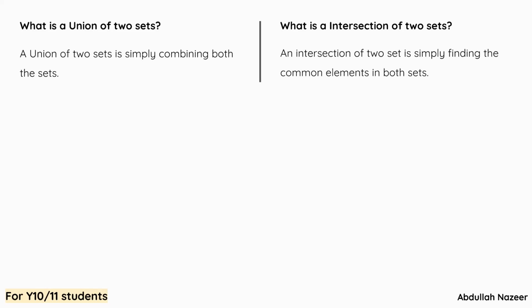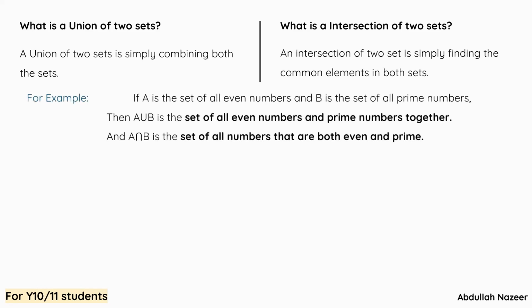So let's have a look at an example to understand further about what a union does and what an intersection does. For example, if A is the set of all even numbers and B is the set of all prime numbers, then A union B, this U gives the meaning union, and this upside down U means intersection. So A union B will be the set of all even numbers and prime numbers put together, and A intersection B will be the set of all numbers that are both even and prime.